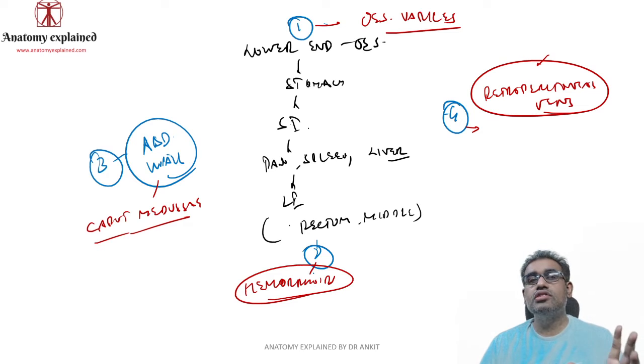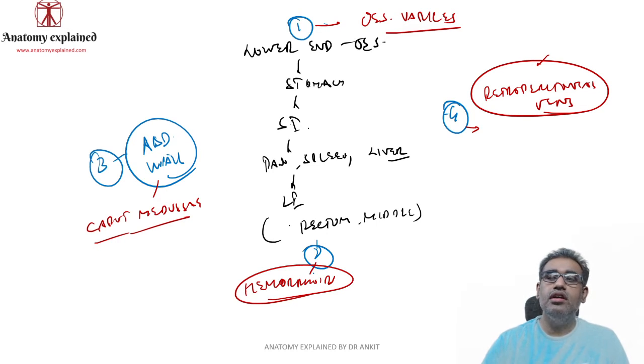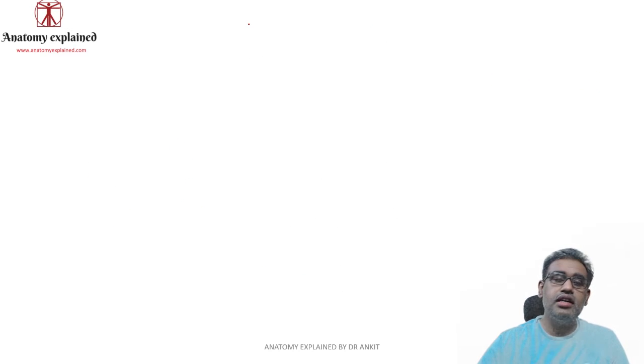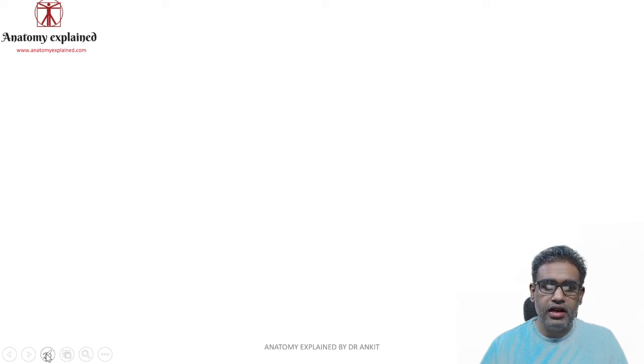So now as you understood the tributaries of the portal circulation, the systemic circulation, where they are anastomosing, and what will happen when the pressure increases, now let us go one by one. What will happen in esophageal varices? What are the different veins which are involved over here? So start with the esophageal varices.